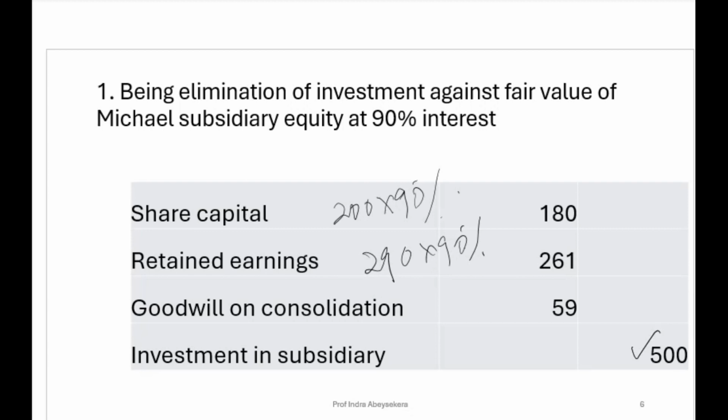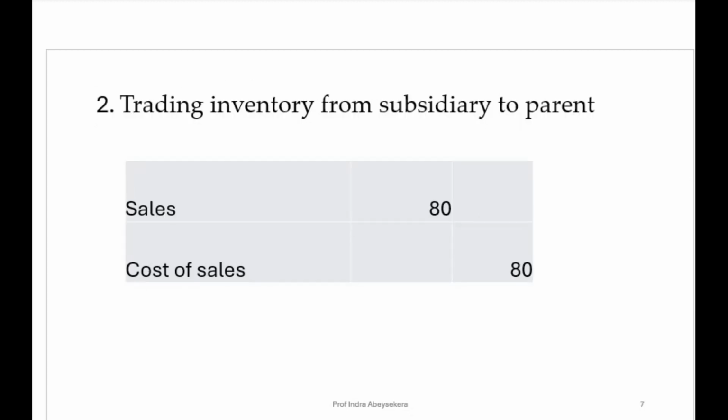It's more than the fair value of net assets. There is an asset which is not shown on the balance sheet on the subsidiary, and that's goodwill on consolidation of 59 million. The next transaction was on trading inventory, subsidiary selling inventory to parent. So it was sold at 80 million. So we need to eliminate the trading transaction. So we debit sales and credit cost of sales.